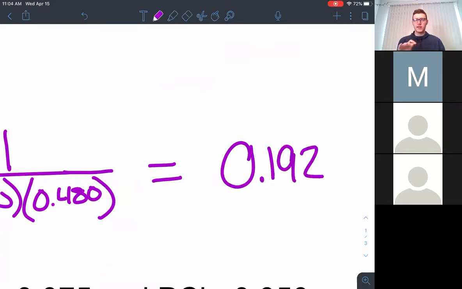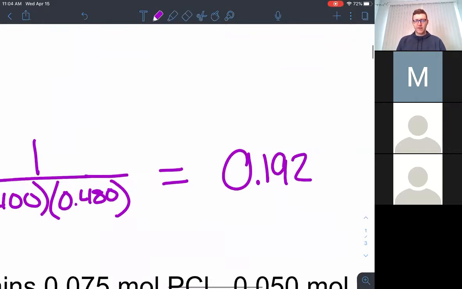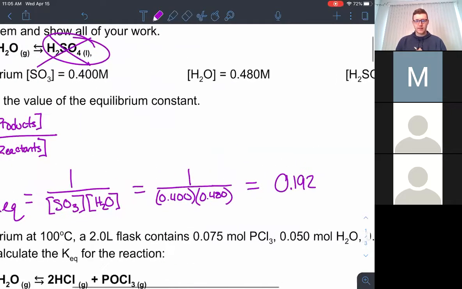And there's no units for this one, so the units go away. And then we should have how many significant figures here? 3. Perfect. So our answer for this one's going to be 0.192. Does that make sense to everybody? Does anybody have questions on that? All right. So now I'm going to make it just a little bit hard.